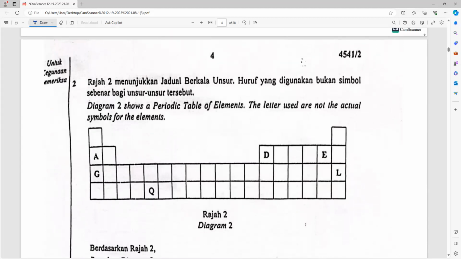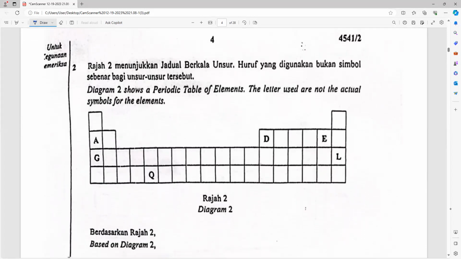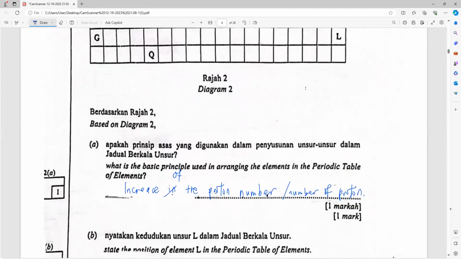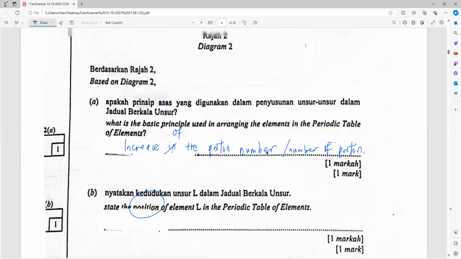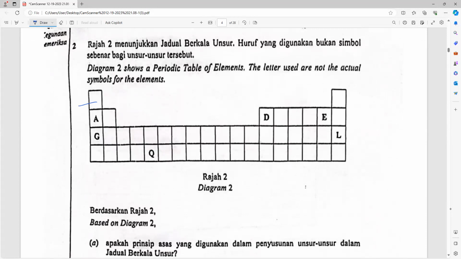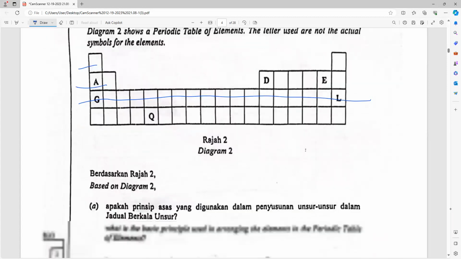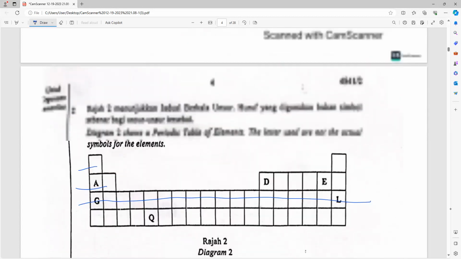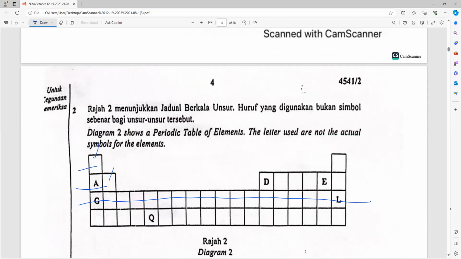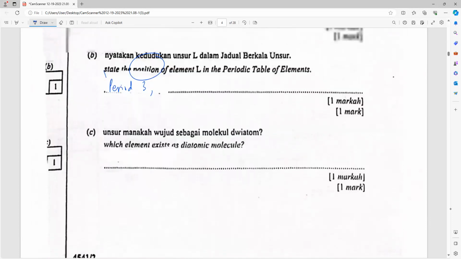Where is my position of L in the periodic table? Correct, Narma, they'll give me the answer already. Very good. Group 18, period 3. When they ask for position, I want group and I want period. So let's talk about period. This is period 1, period 2, period 3. So that is where my L is. So period 3. And then which group is it in? If you count group 1, group 2, group 3 until group 12 here, 13, 14, 15, 16, 17, 18. So it is group 18. Very good.